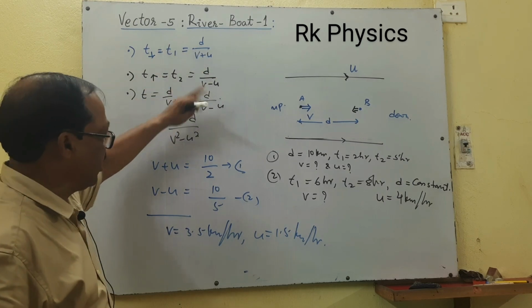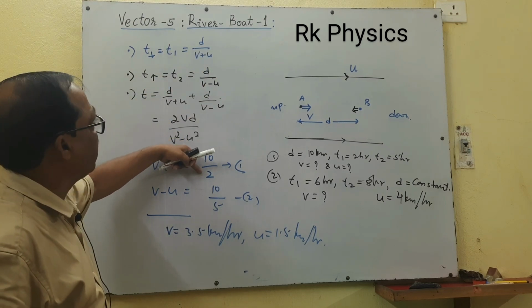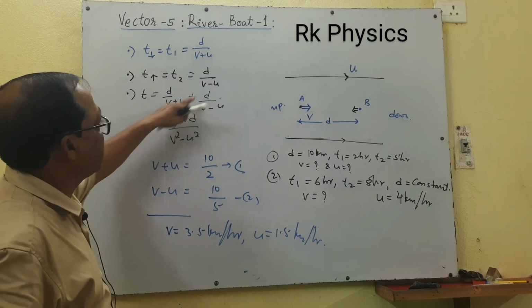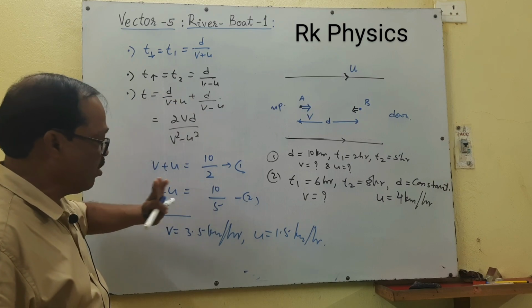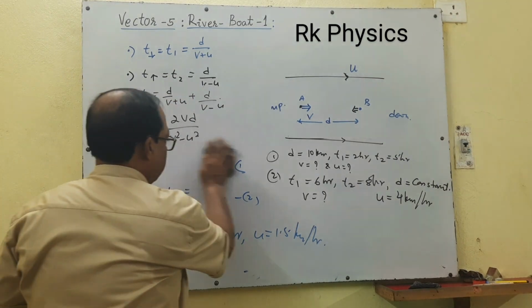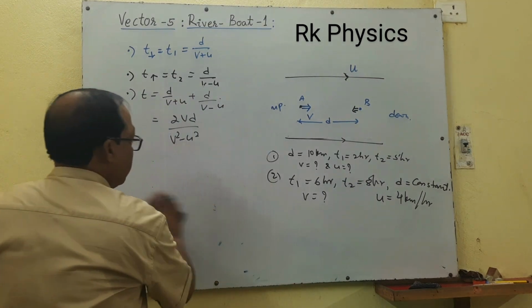10 by 2 T means 10 is D divided by T1, which is 2. In the second case, V minus U, take this as D by T, where T2 is here, that is 5. Then you solve. Then come to the second.